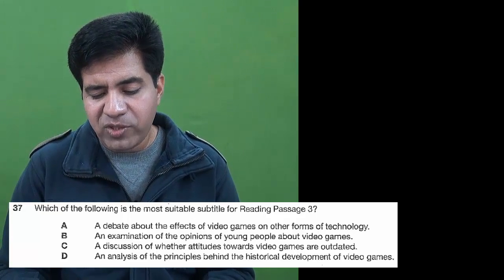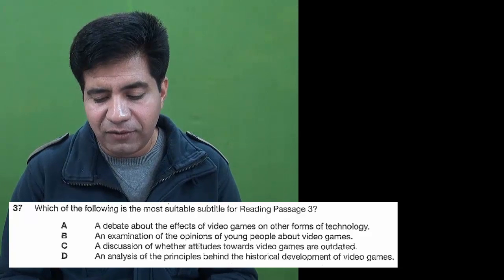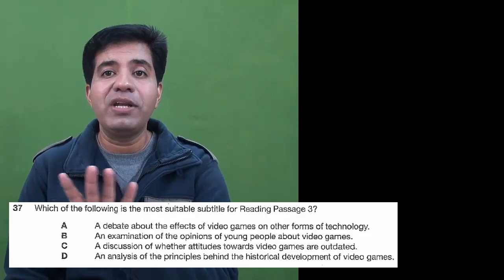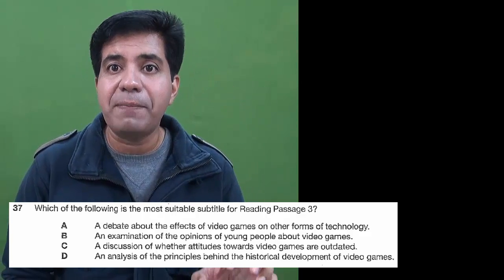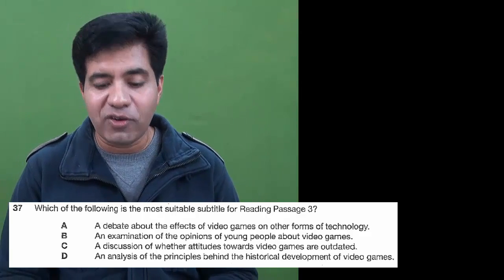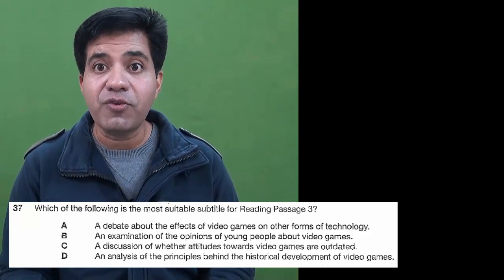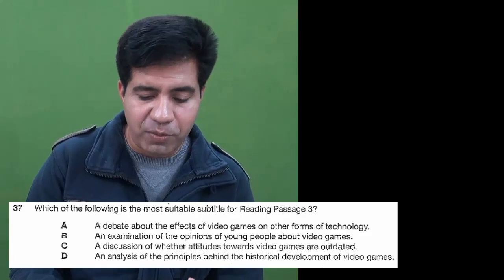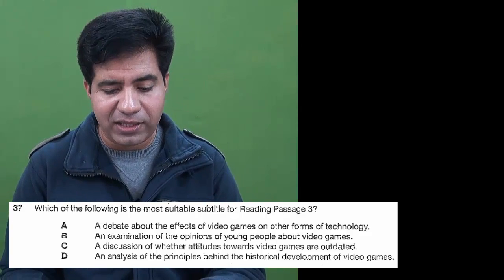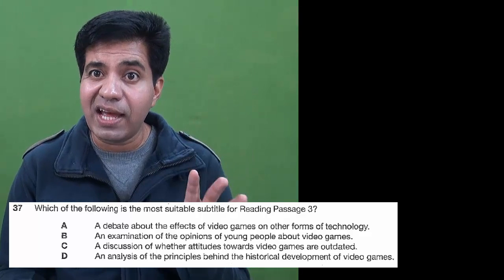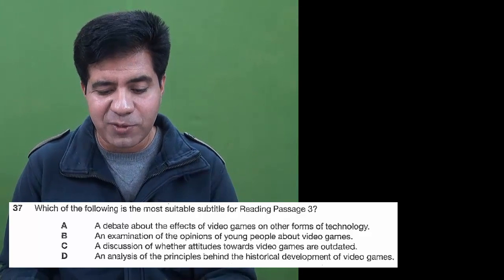Question number 37. Which of the following is the most suitable subtitle for reading passage 3? Now you've got to give a subtitle. Now you don't need to read. You've read a lot about video games. Now you've got to give a subtitle for reading passage 3. This is reading passage 3 about robotics, about video games and all that. Which of the following is the most suitable? Most suitable means there are 3 less suitable titles and 1 is most suitable.